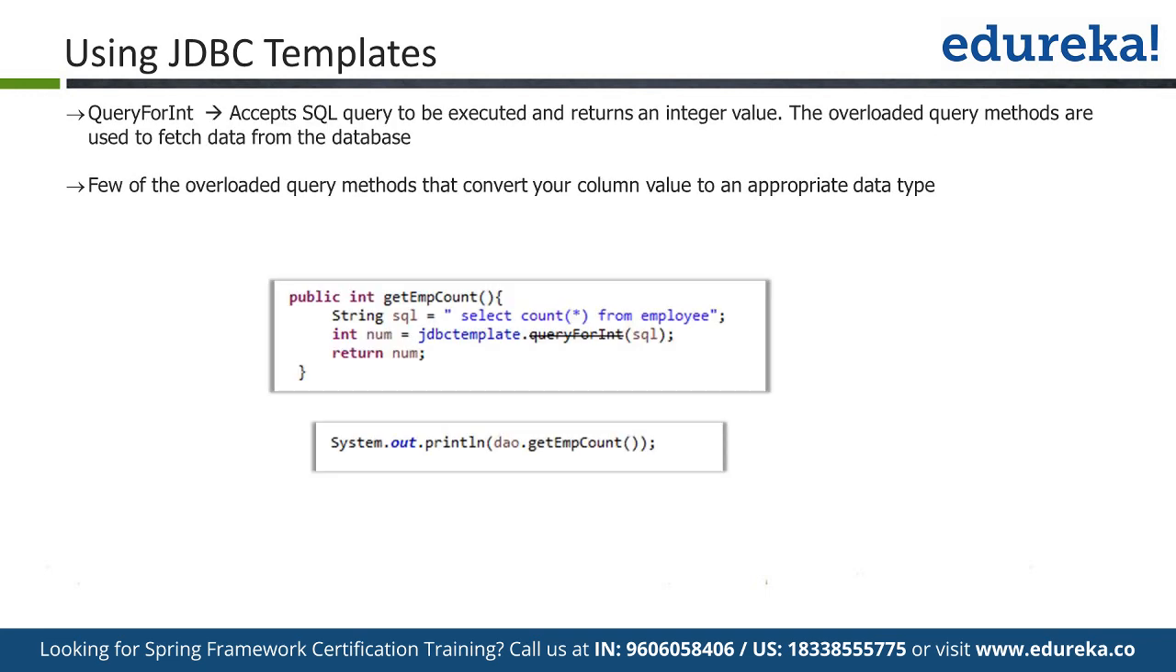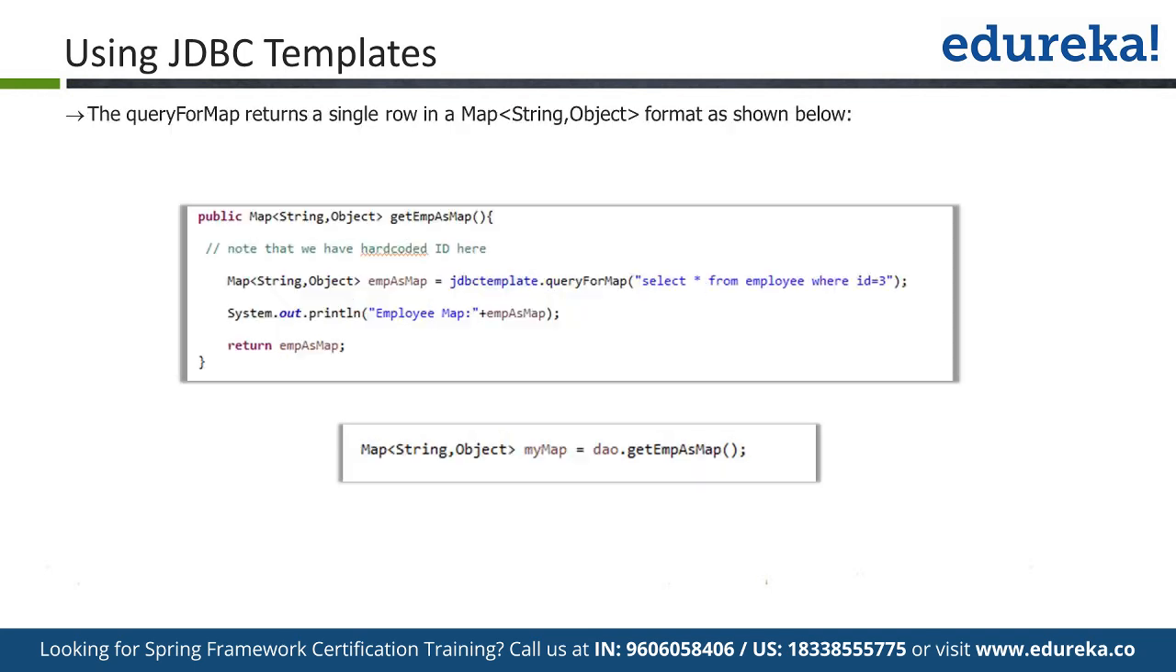For example, queryForInt accepts the SQL query to be executed and returns an integer value, for example the count of the rows. In that case, you can pass that query inside JDBC template queryForInt, and you can get the desired return from the database.